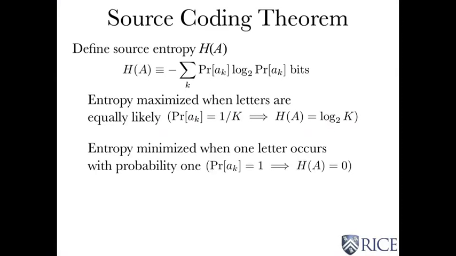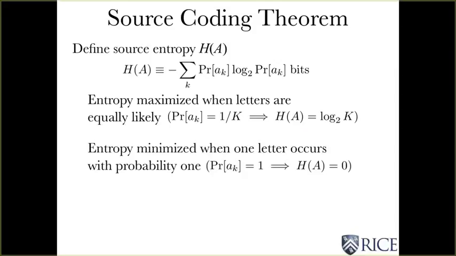The smallest it can be is 0, and that occurs when one of the letters has a probability of 1, which means all the other letters have probability of 0. The probabilities have to add to 1, remember. So in that case, the entropy turns out to be 0. So the entropy is a positive number for any alphabet that goes between 0 and the log base 2 of the number of letters in the alphabet.